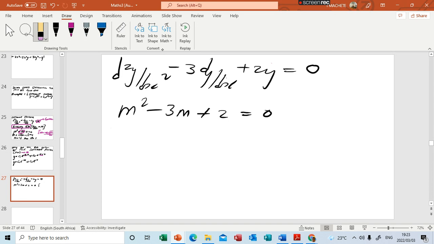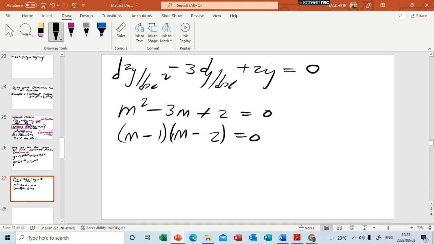Okay. So now we're going to find factors for this. This one is easy. If you can't find them, if it's difficult, I said you must use the quadratic equation. So it's m squared minus 3m plus 2 equals 0. You need to check which one is positive and which one is negative.